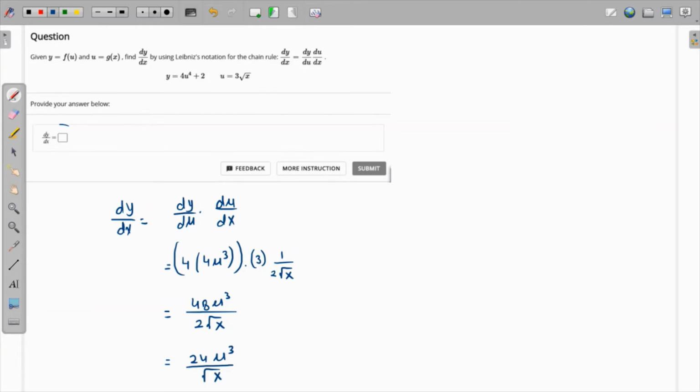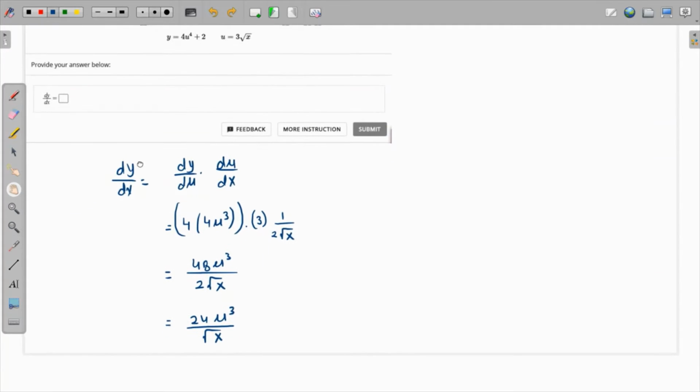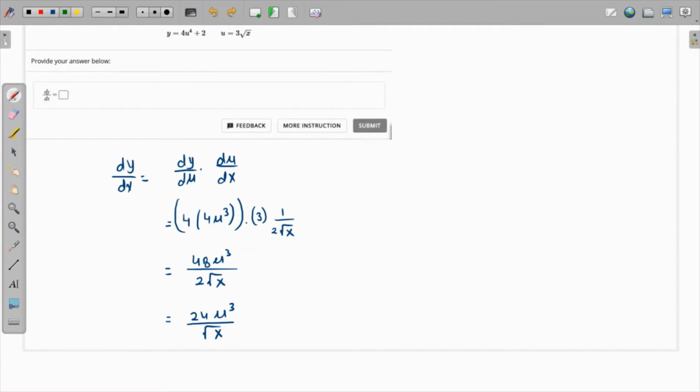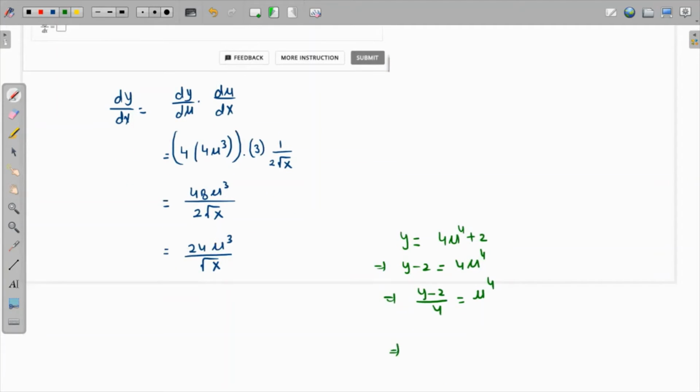I'm not sure if we are supposed to answer just in terms of x or whether u and x both will be okay. But even if it is not, I'm going to answer both ways. So I'm going to eliminate u from here. We know that y is equal to 4u raised to 4 plus 2. Subtracting 2 from both sides and then dividing both sides by 4, we have u raised to 4, and taking the 1/4 power on both sides, (y minus 2 over 4) raised to 1 over 4 is u. So this u we are going to substitute over here.